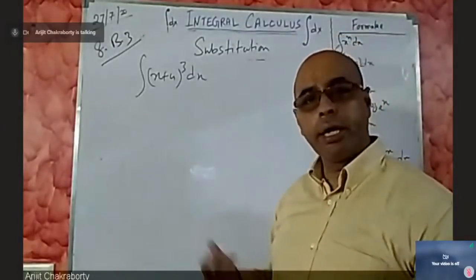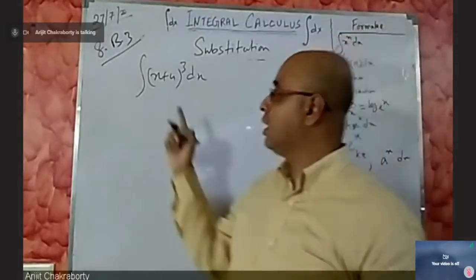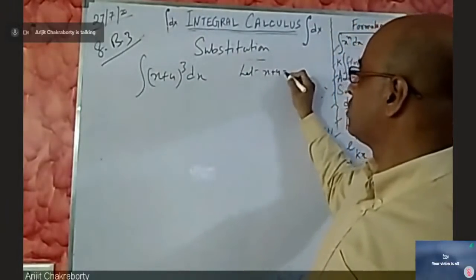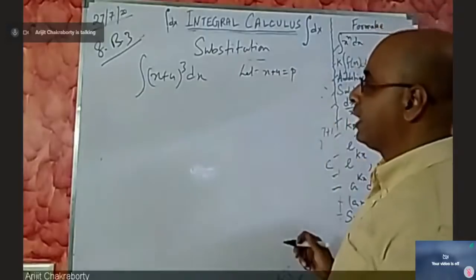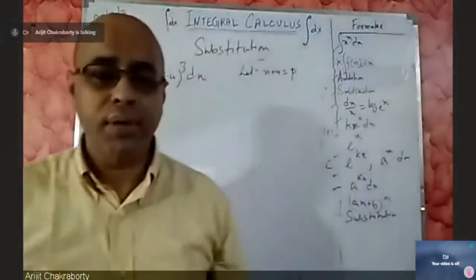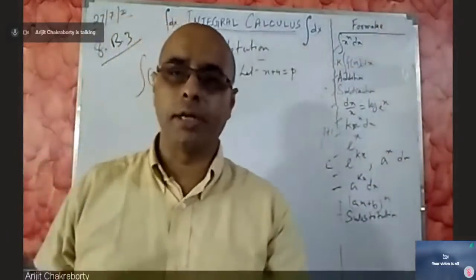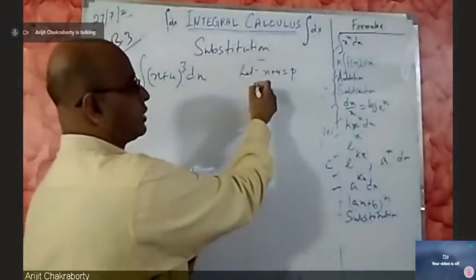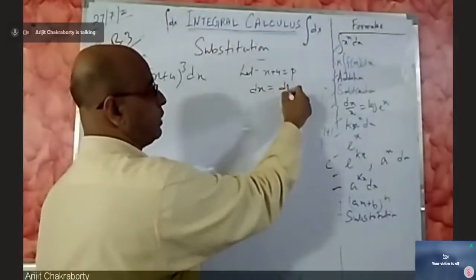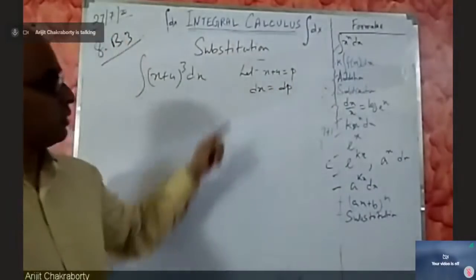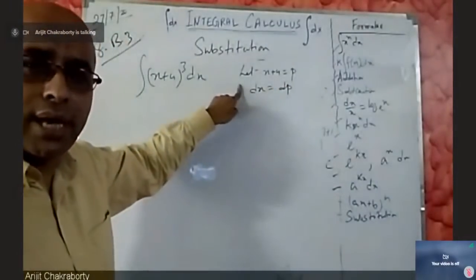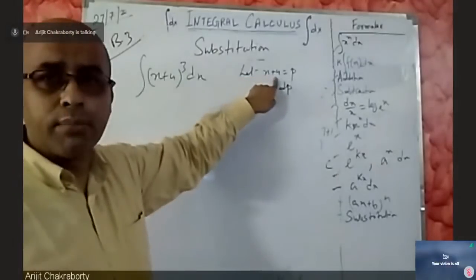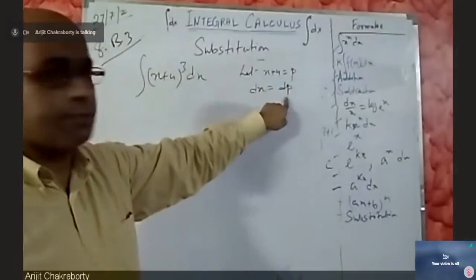So here I use the simple formula. Let x plus 4 equal to p. Okay, so I am using the method of substitution. Let x plus 4 equal to p. Then I can write dx is equal to dp. Okay, I am differentiating the left hand side. d/dx of x plus 4 is dx because 4 will become 0, and right side is dp.